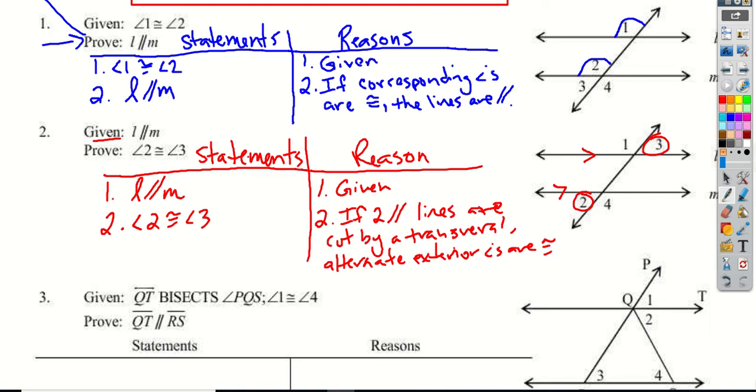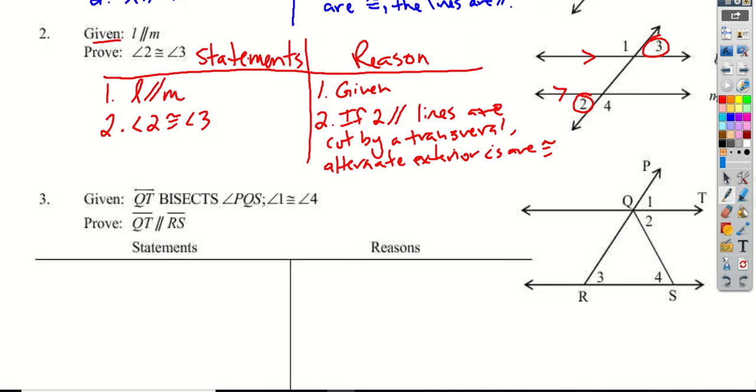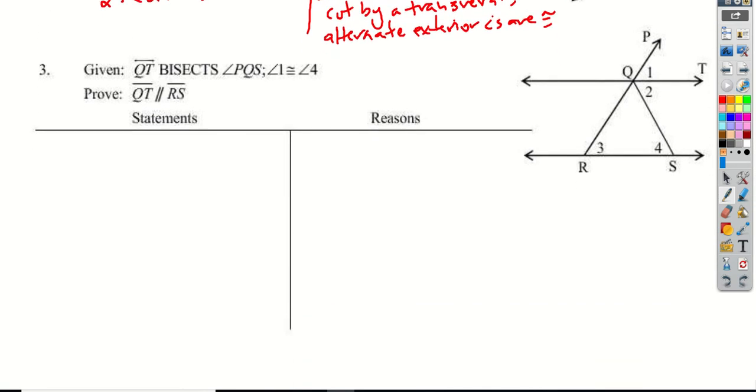So for number 3, we're actually going to do a formal proof. This is just kind of like, here's how you use it. Now let's actually do it. So first things first, we've got our statements and reasons, T-chart drawn. We're going to put out the givens. So we have line QT bisects angle PQS. And we also know that angle 1 is congruent to angle 4. So for reason 1, we're always going to put down given. And we're going to mark anything we know is congruent. We know angle 1 is congruent to angle 4.